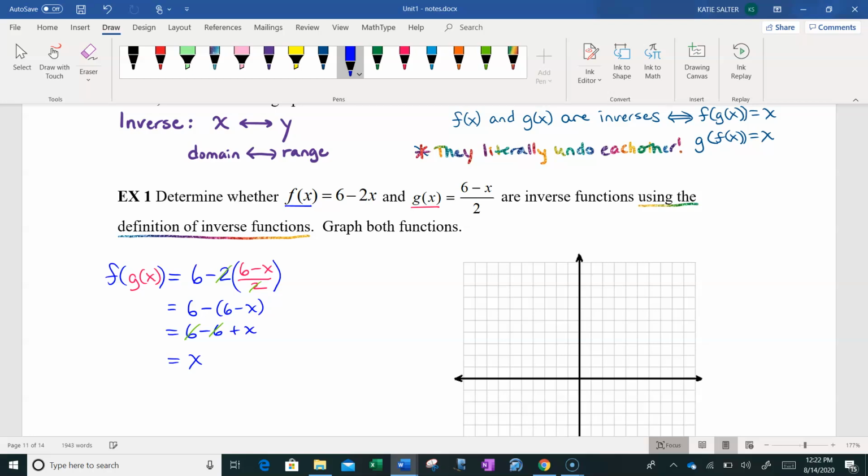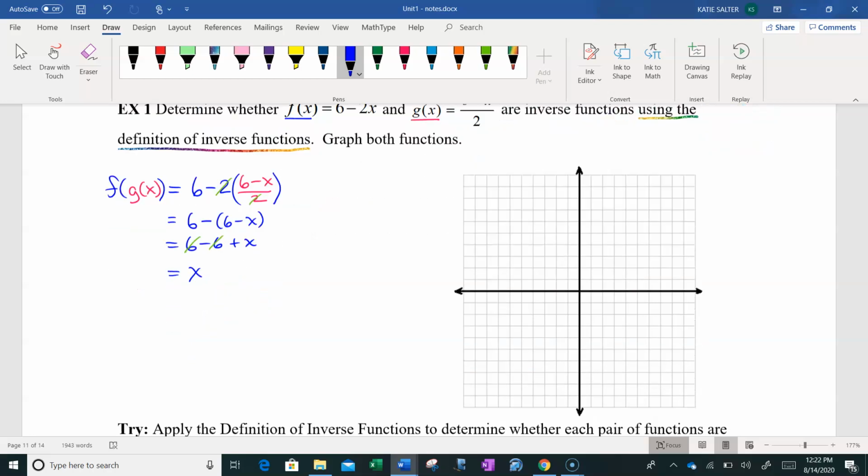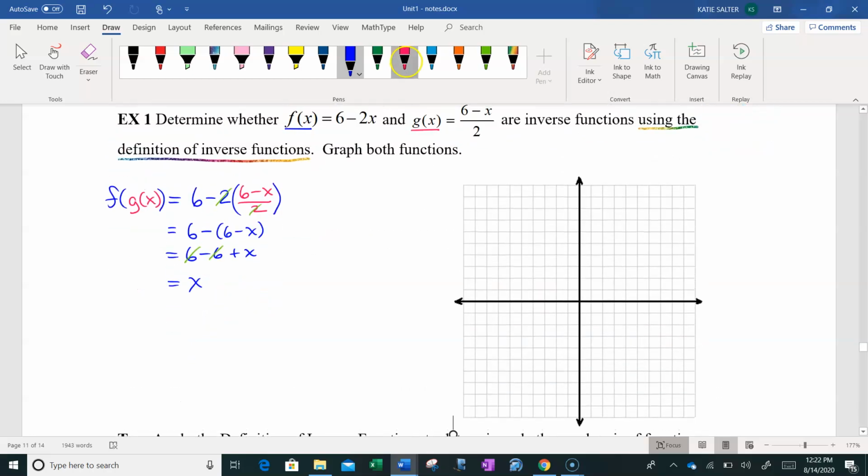So that worked. However, you have to prove it both ways. You can't just do f of g of x and go, oh yeah, they undid each other, and we have x. You have to do it both ways to prove that they are inverse functions. So now we're going to do the opposite. We're going to do g of f of x.